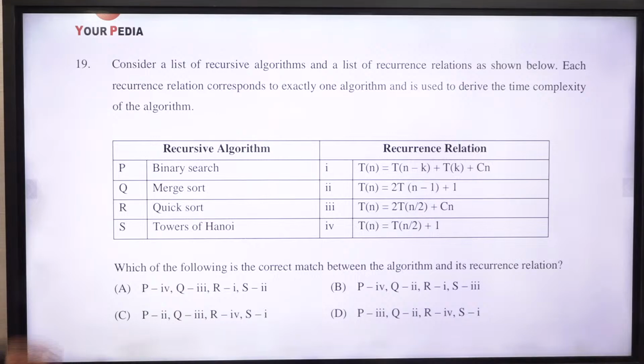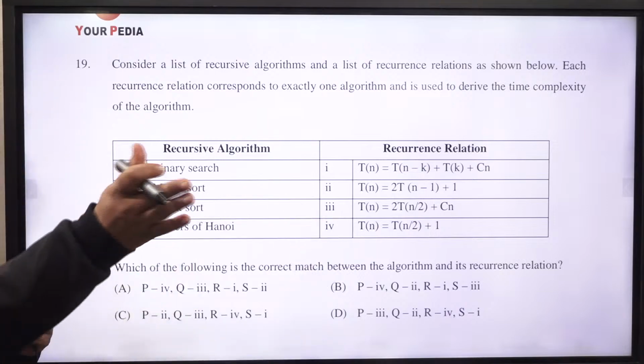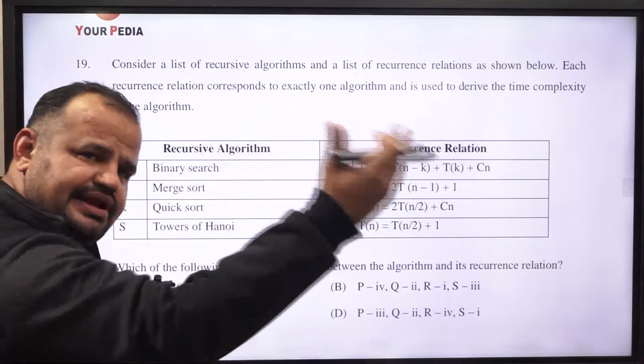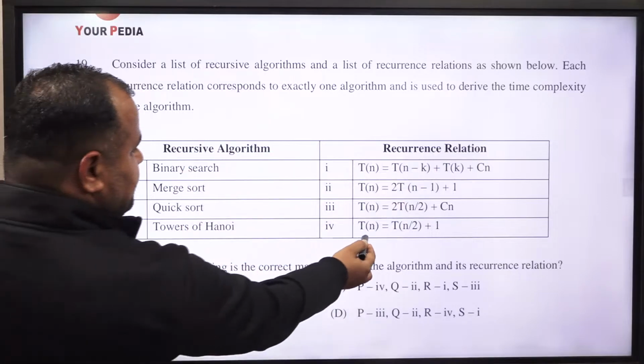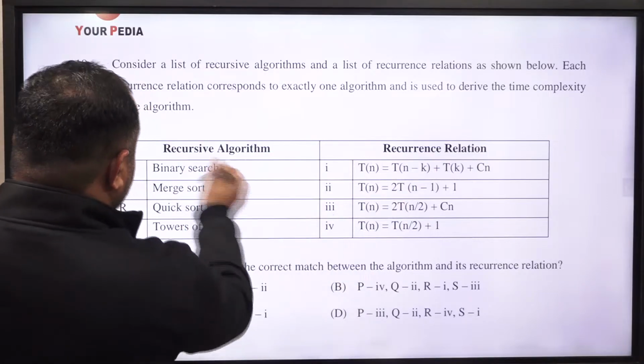Tell me, my dear students, you have to match the following with the recurrence relations. P is binary search, Q is merge sort, then quick sort, and tower of Hanoi. These are the options. Please match the recurrence relations. Parveen is saying A. Nisu is saying A. Let's check it. Binary search: we know that binary search divides the array into two halves, and then for the next iteration we just go with a single half. That means T of n by 2 plus constant. So P is 4.